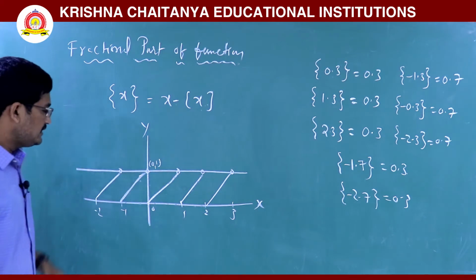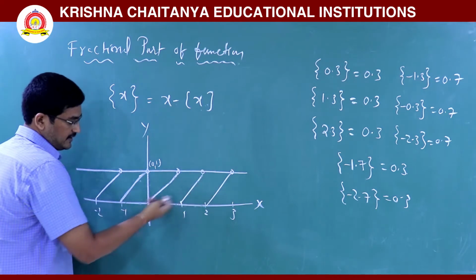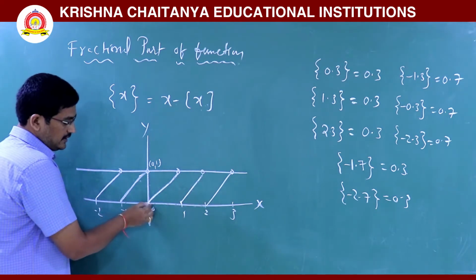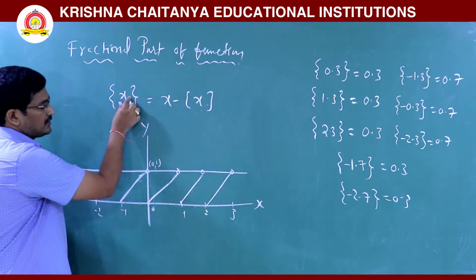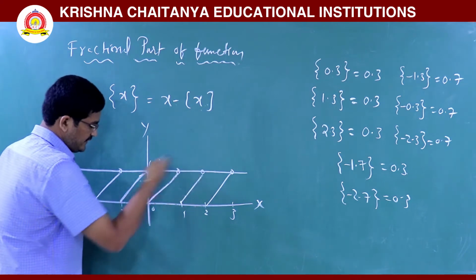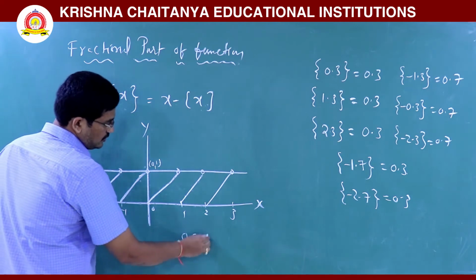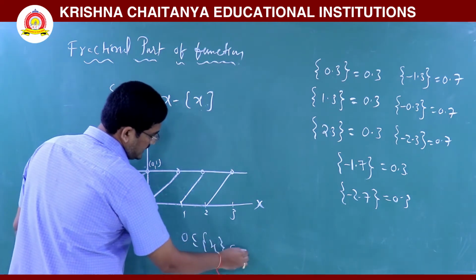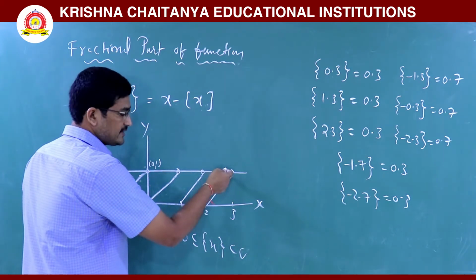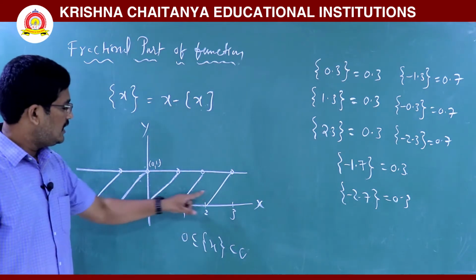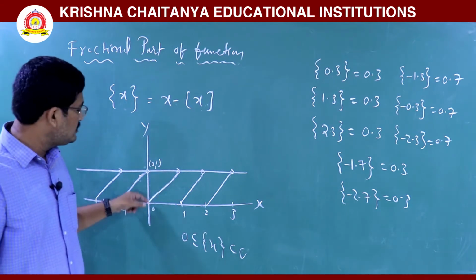All the lines, all the graph, we have to observe all these lines. All the values on these lines, all the values of the fractional part of x, lie between 0 and 1. So the range of the fractional part of x is 0 to 1. You can take any value on these lines of the fractional part of x function, and that value lies between 0 and 1.